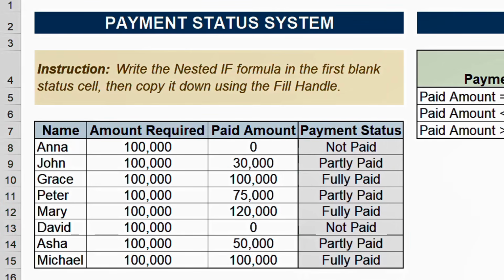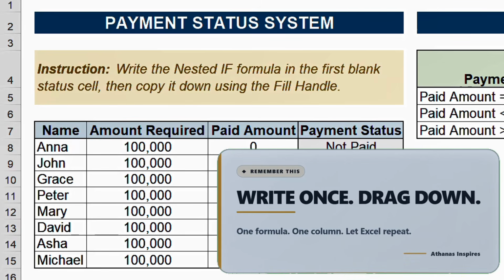Excellent. Now the payment status column fills automatically. You see, one formula, one column, drag down. Don't forget that. Write once, drag down, let Excel repeat.